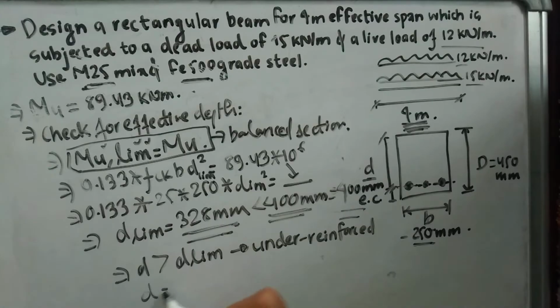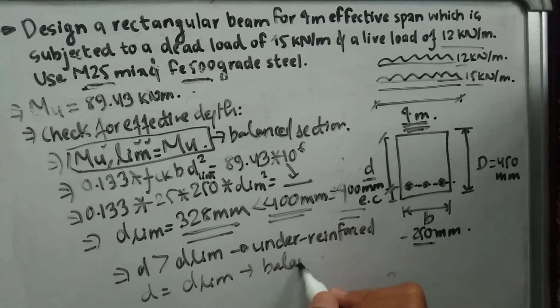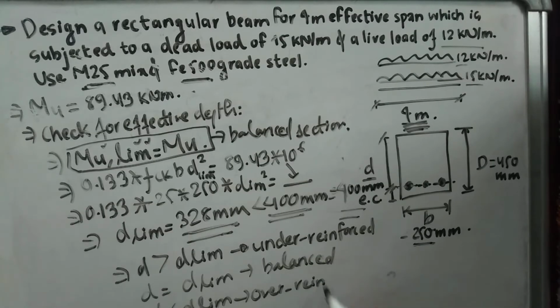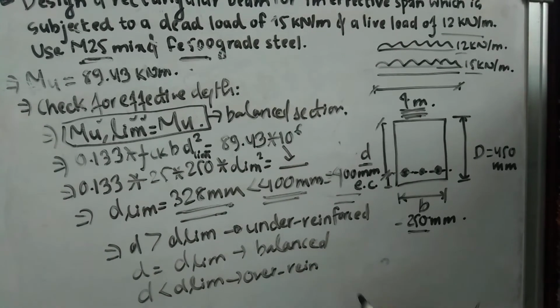If D equals D limiting, it is balanced. But if D limiting is greater than D, it is going to be over reinforced. We don't design such kind of beam. We need to re-evaluate our design.